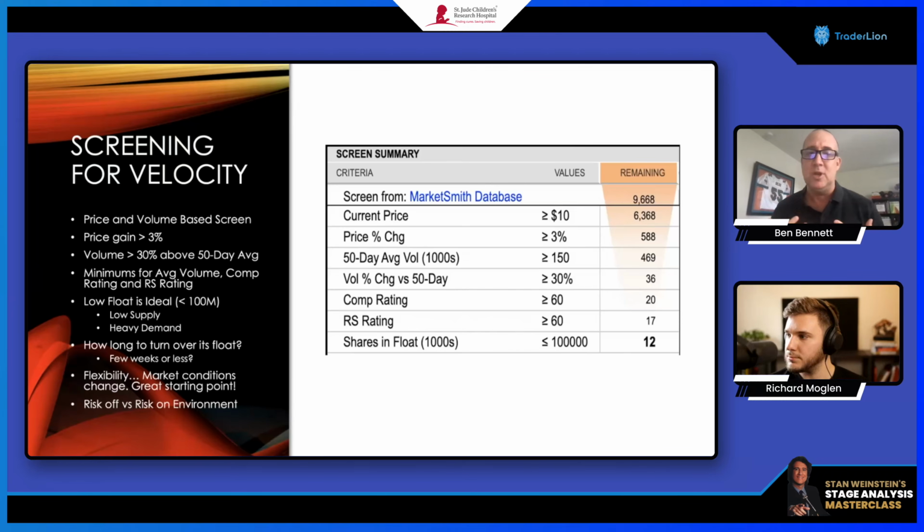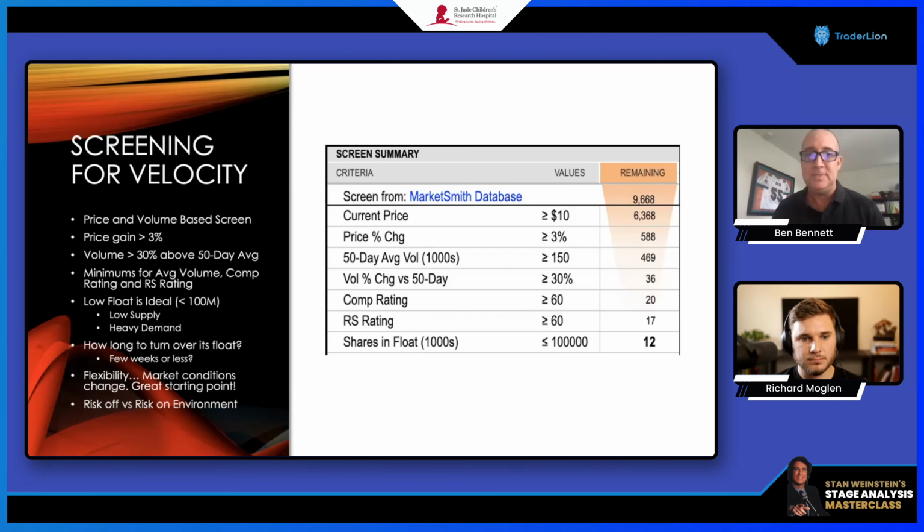And more importantly, I'm looking for volume that's at least 30% above the 50-day moving average of volume. So, the higher the better. I love to see triple digit volume or more, but that 30% is going to be the level that puts it on my radar. And when I combine that with a 3% or greater price move, that's what's going to populate the scan for me. And then I can go through those.